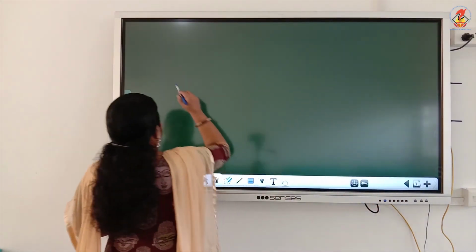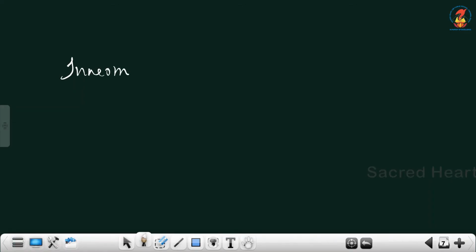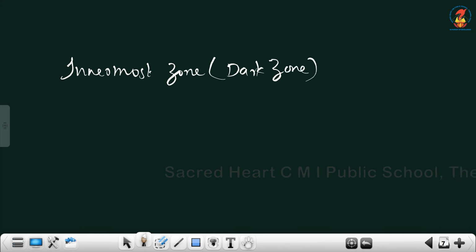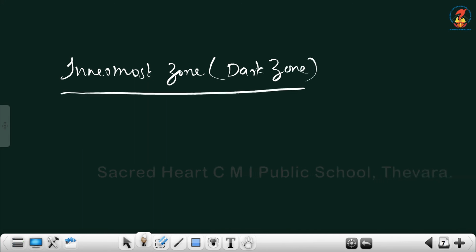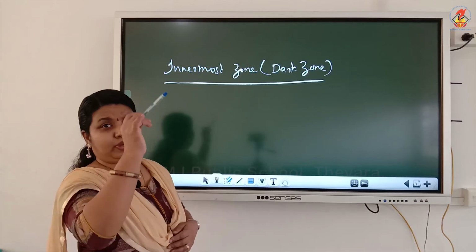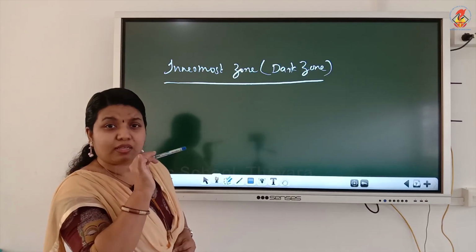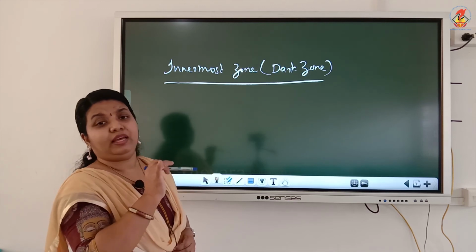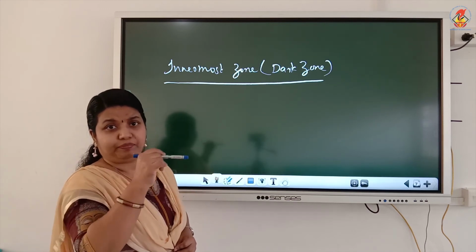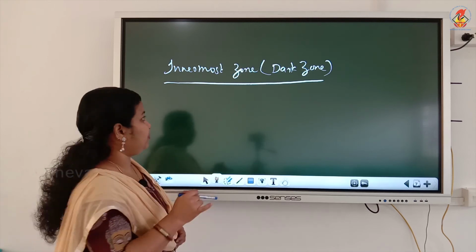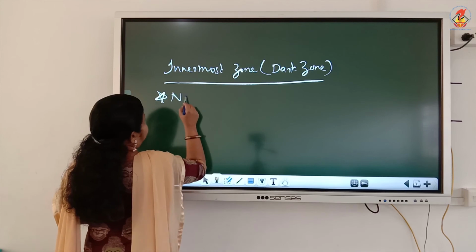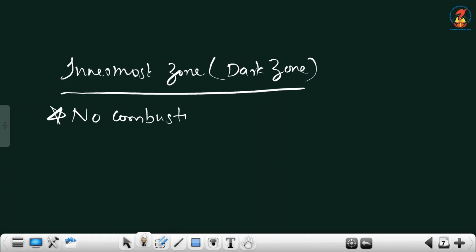Now there is the innermost zone, the dark zone, that is near the wick of the candle. The blue and the yellow portions are clear to you. This dark zone you can see near the wick of the candle, the candle thiri. Near the wick of the candle you can see this innermost zone. This is a zone of no combustion. So it is the least hot part of the candle flame.